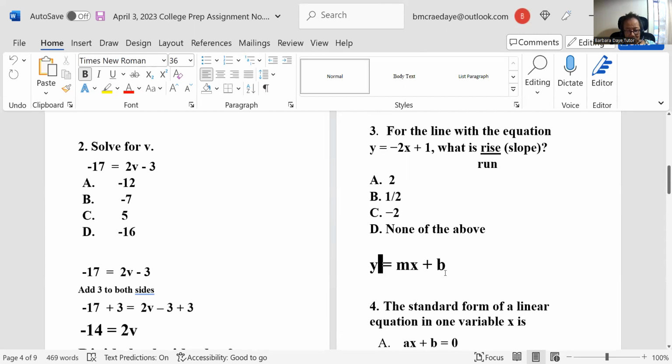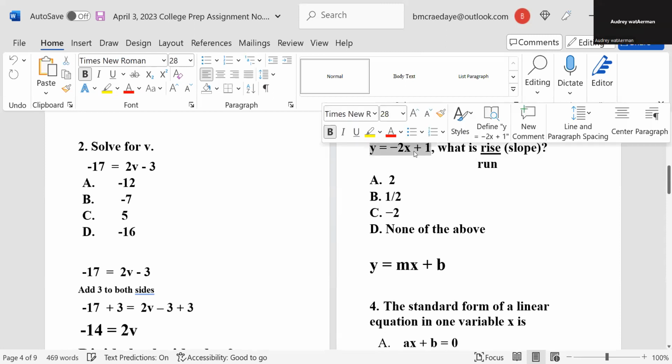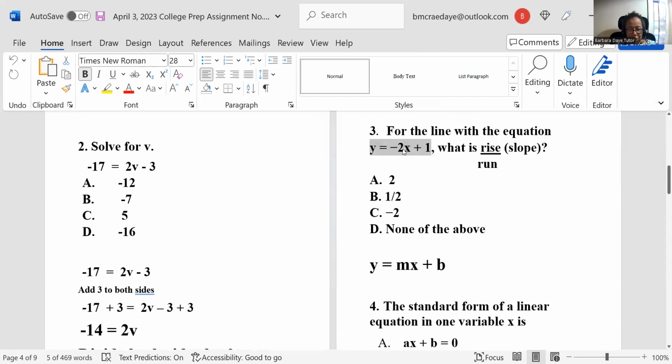B is the y-intercept. We'll look at that more later, but right now we're looking at the slope. So y equals minus 2x plus 1. So let me just copy that. And Maureen, what is my m in this equation?